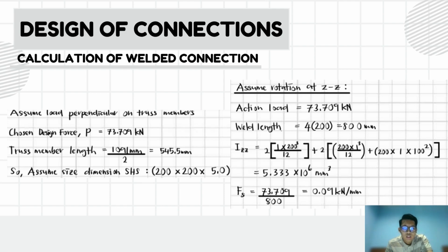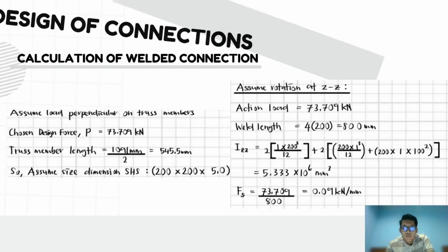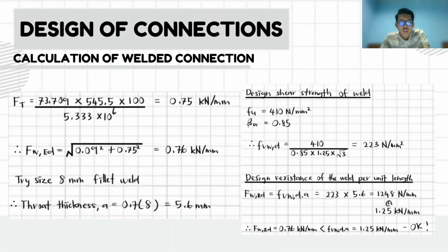200 multiplied by 200 multiplied by 5, and for the weld length we make a welded connection on all sides, which is 4 multiplied by 200, so we will get 800 mm, and Izz we will get 5.333 to the power of 6 mm cubed. And then the value of Fs is 0.09 kilonewton per millimeter. Next, the value of Ft that we get is 0.75 kilonewton per millimeter, and then FWED is equal to 0.76 kilonewton per millimeter.